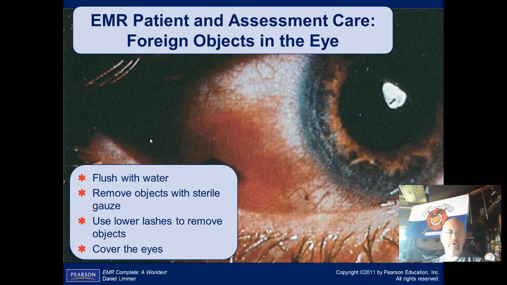Flush with water for foreign objects. Remove objects with sterilized gauze. Use lower lashes to remove objects, and cover the eyes. And when we talk about covering the eyes, we actually talk about covering both eyes. Some people will tell you, or some books will tell you, one eye needs to be covered, the other needs to be open. But the problem is, with one eye open, we're still able to move the other eye with it. It tracks. So when the injury is severe, we've got some sort of object in it that really hurts when you're moving your eyes, cover both so the eyes don't move anymore.